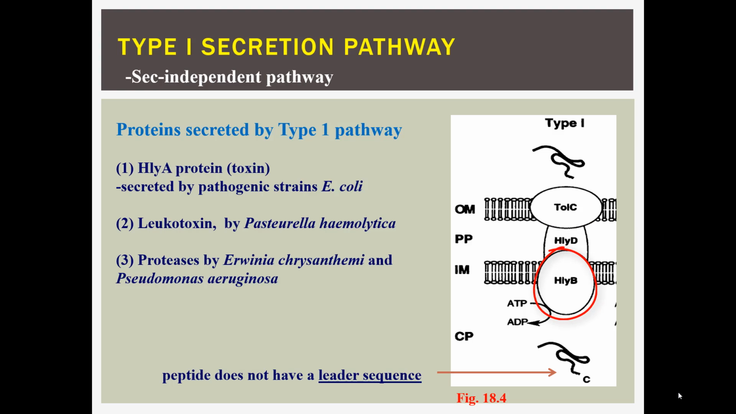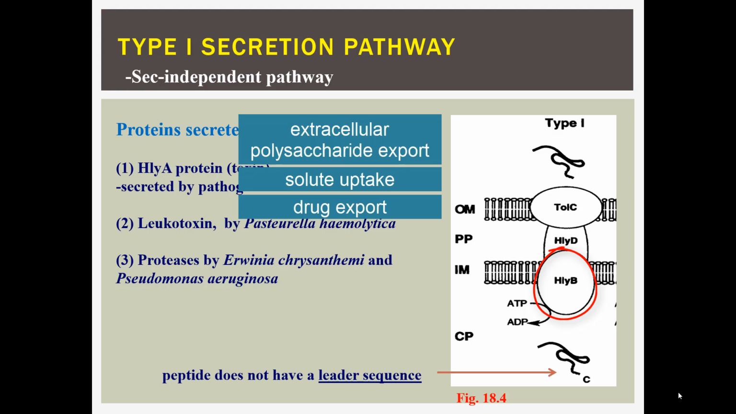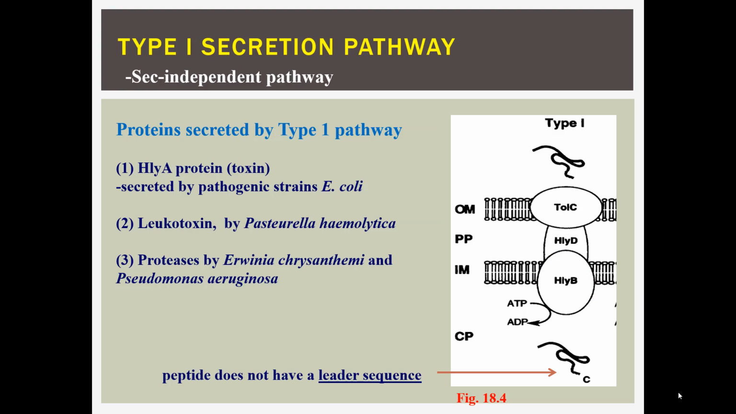One of the inner membrane proteins is an ATP binding protein that belongs to the ABC exporters or ATP binding cassette superfamily of proteins, which also catalyze extracellular polysaccharide export, solute uptake, and drug export. The fact that the ABC transporter has ATP binding sites indicates that ATP binding and/or hydrolysis drives the secretion of the proteins. Now, the other 2 secretory proteins are called auxiliary proteins.